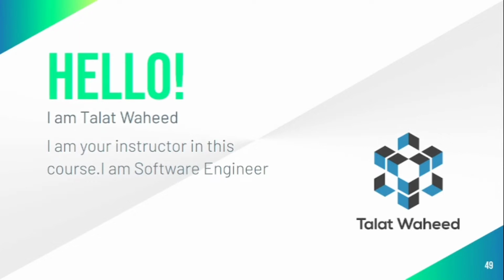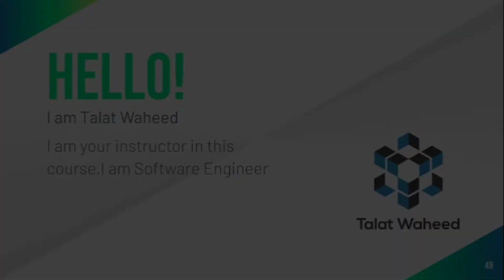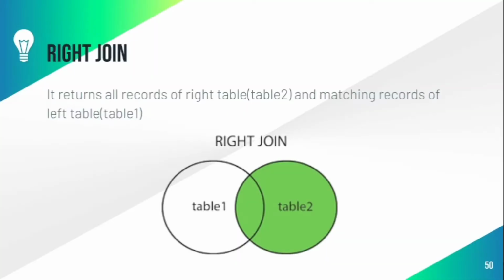In the previous video I told you about inner join and left join. So today's topic is right join. So let's talk about right join. It returns all the records of the right table and the matching records of the left table. Okay, so let's see what the syntax of it is.